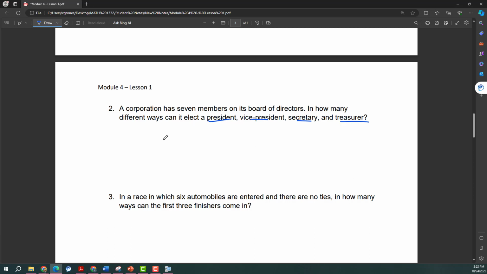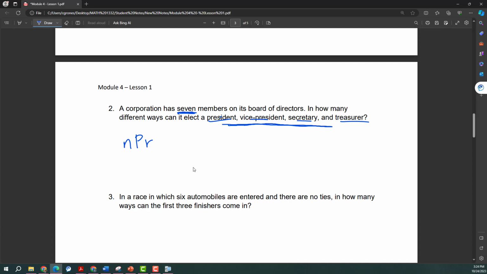So it says that a corporation has 7 members on its board of directors. In how many different ways can it elect a president, vice president, secretary, and treasurer? So we have 7 members in our group, and we are selecting 4 different officers. So we have president, vice president, secretary, and treasurer. So order matters, so we know that we're looking at a permutation. So we're going to use that nPr formula.